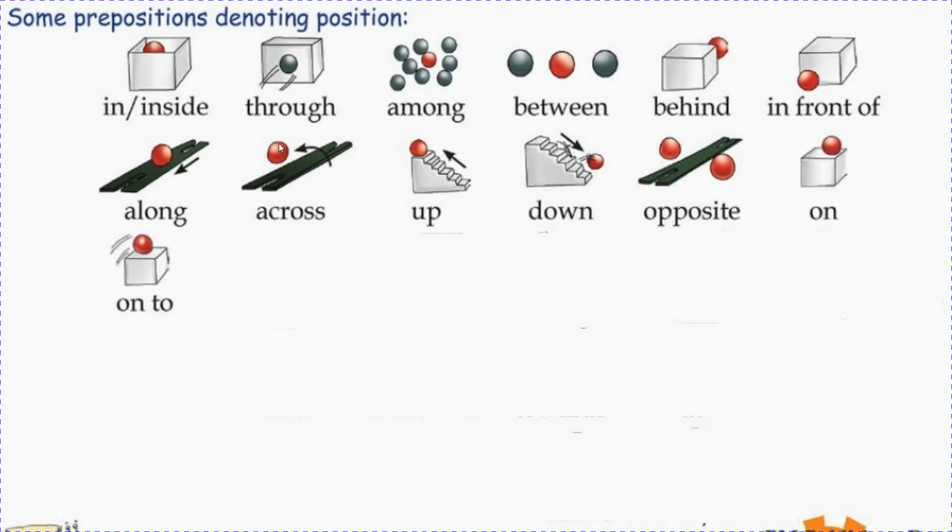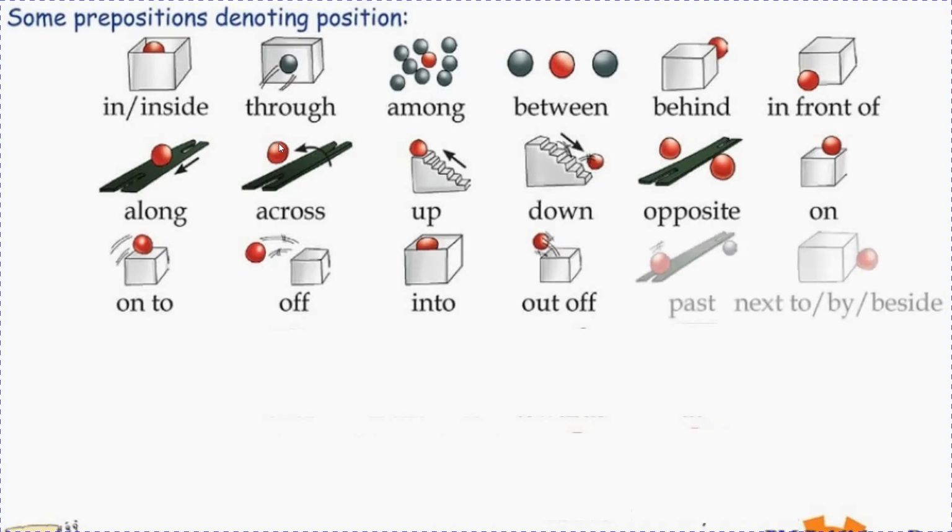Onto. See, children, what is the difference between on and onto? On means the ball is already kept on the box. But onto means movement. The ball is coming from somewhere and it's kept onto the box. In the same way, off, into, and out of. Off means separation. It is moving out of the box. Into means again movement is shown. It is coming from somewhere and it is going into the box.